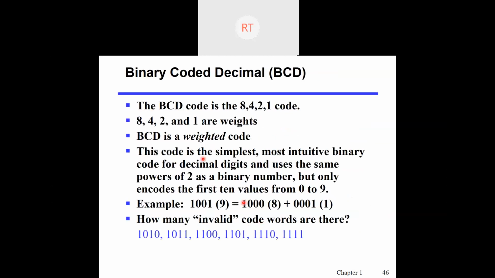Okay, how come after the 9, which is 1001, I just told you that the 10 till the 15, we refer to them as invalid, right? So these are invalid values. We will call them later, don't care. But for now, they are called invalid code words, okay?